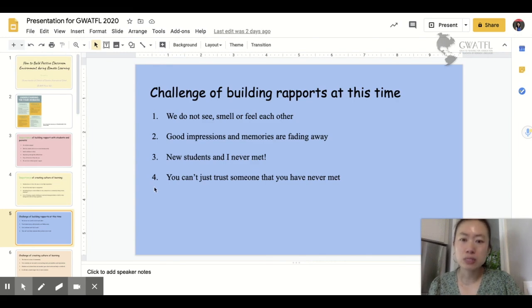Number 3, new students and I never met. That really concerns me because when the new year starts, I'm going to have a lot of new 6th graders who will come to my school, but they have never met me. I don't know when they will meet me. And if the school keeps being closed, I don't know when the first official time will be that we meet each other. So that leads to the number 4 reason. You can't just give your trust to someone that you never met, right? So those are the critical challenges we are facing, and those are real.